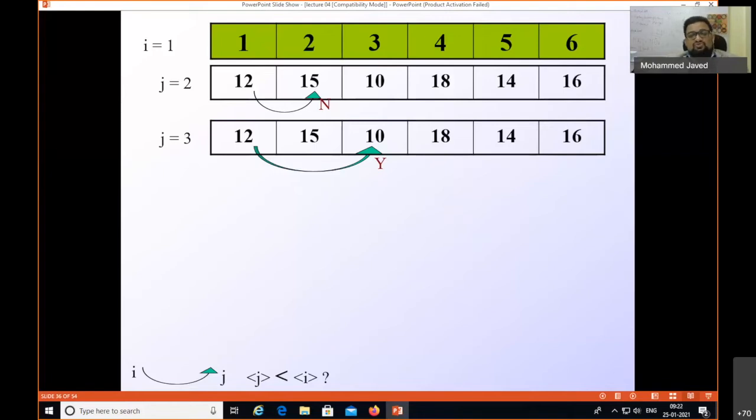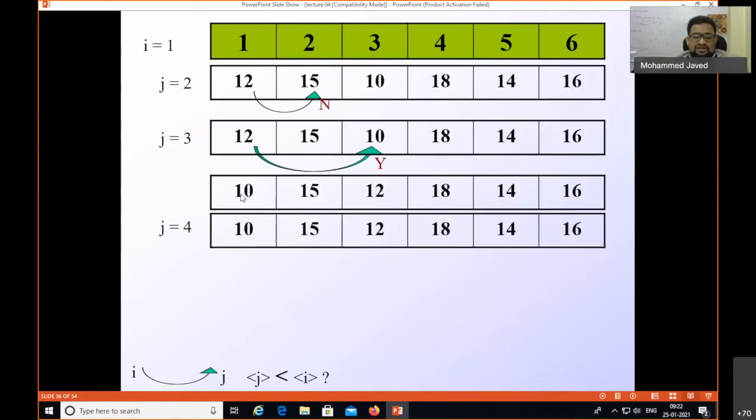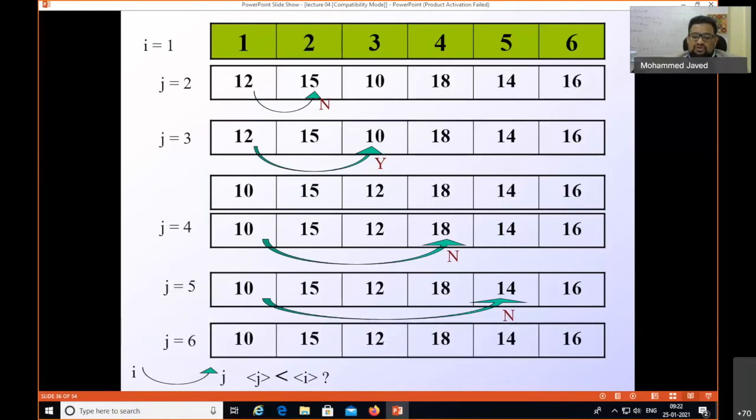So what should I do? I should swap it. The 12 goes to the third position, the jth position, and the 10 comes to the ith position. Now when j equal to 4, I'm checking whether the fourth element is smaller than the first element. No, so this will not get swapped. Similarly, j equal to 5, whether the fifth element is smaller than the first element, no. And when j equal to 6, whether this 16 is smaller than 10, no. So no swapping will take place.